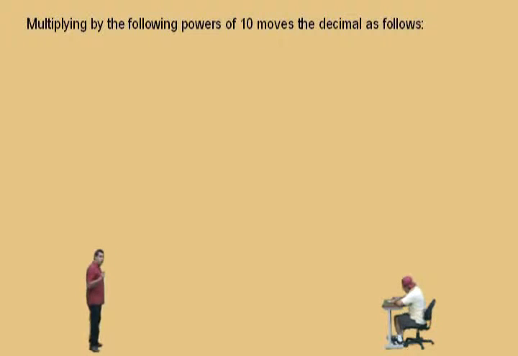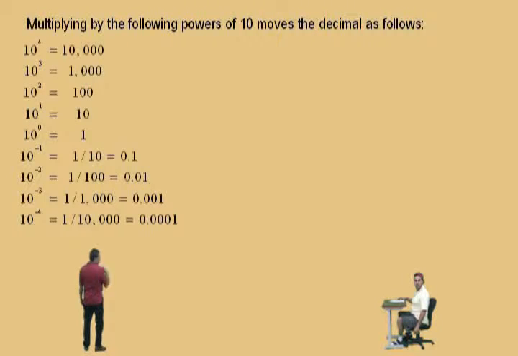Now, in the first part of this presentation, we learned that multiplying by powers of 10 moved the decimals. If it was a positive exponent, it moved to the right. If it was a negative exponent, it moved to the left. And so, let's review what we found.